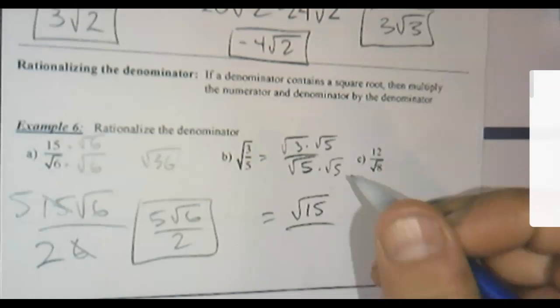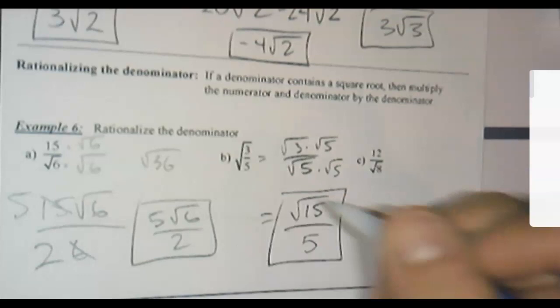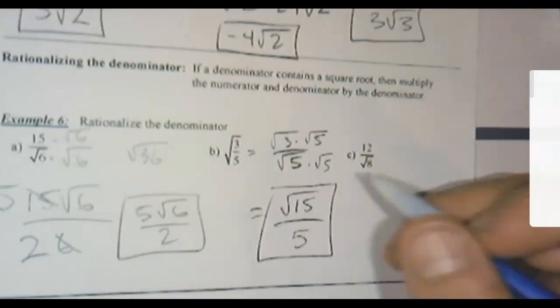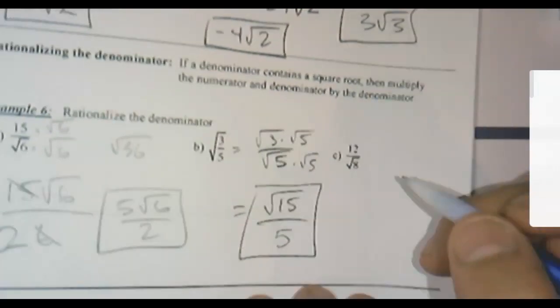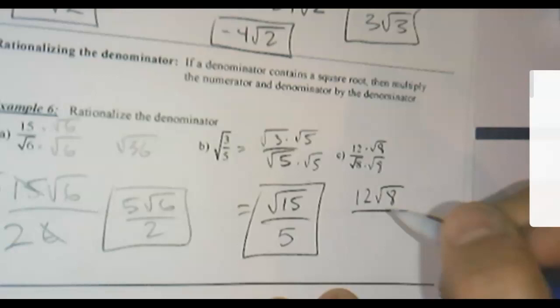On bottom, square root of 5 times the square root of 5 is 5, right? The square root of 25 is 5. That you can't do anything with. And then here, 12 times the square root of 8. I'm just going to multiply it by the square root of 8. There's different ways you could do it, but one way to do it is here, right? So you get 12 times the square root of 8 on top. Square root of 8 times square root of 8 is 8.